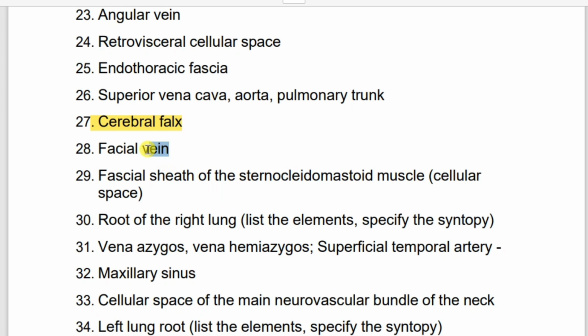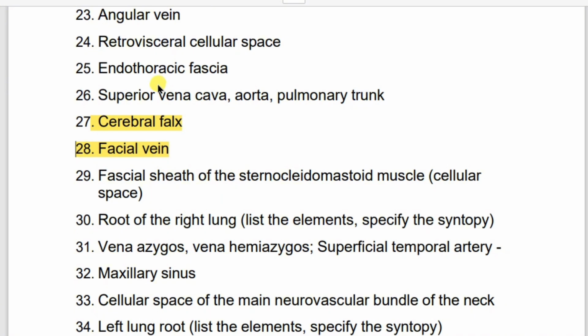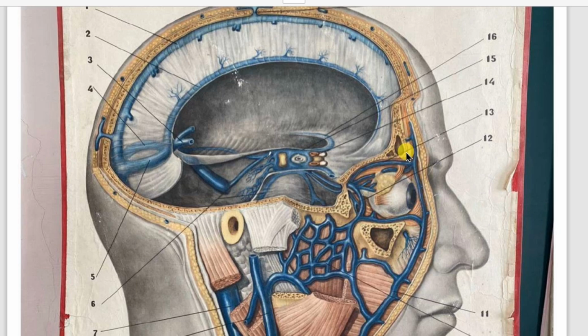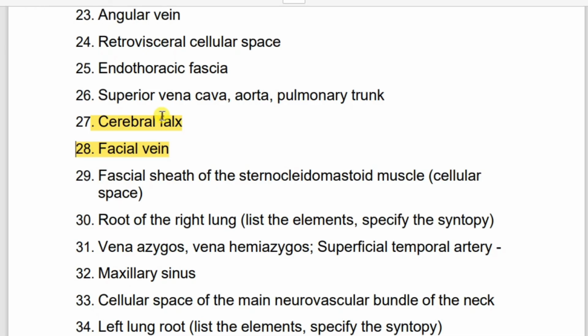Our next structure is the facial vein. In which region can we find it? In the facial region of the head. Okay, let's see what it is. Here you can see, this is your facial vein. It's actually the large vein of the human face. It commences at the side of the root of the nose, and it is the direct continuation of the angular vein. Here is the angular vein.